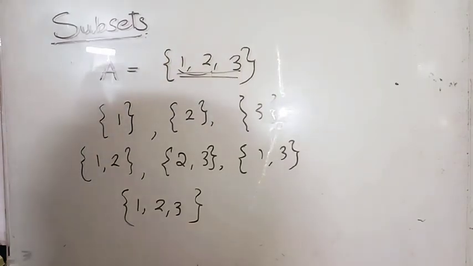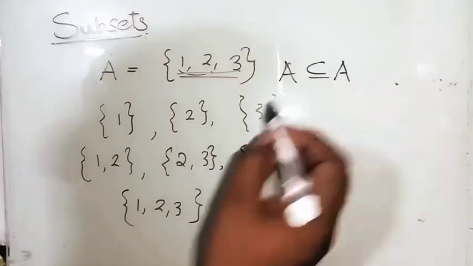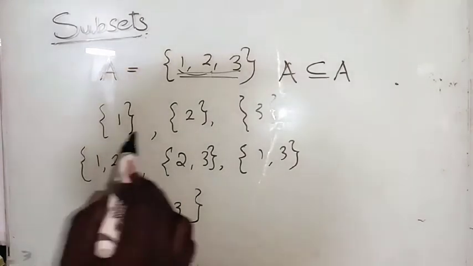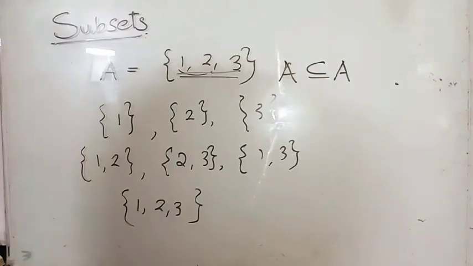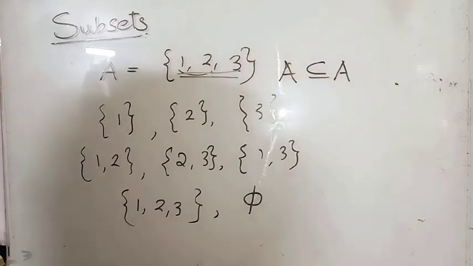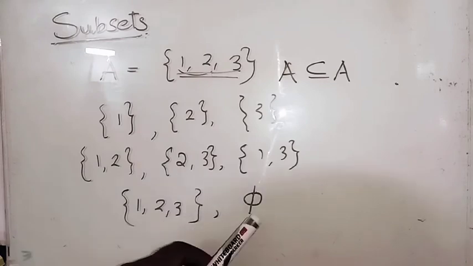A can be written as A is a subset of A. A set is a subset of itself. Very important concept. Now we got only 7. We have one more. It is nothing but the null set or empty set. An empty set is a subset of every set. So these two concepts you have to remember.